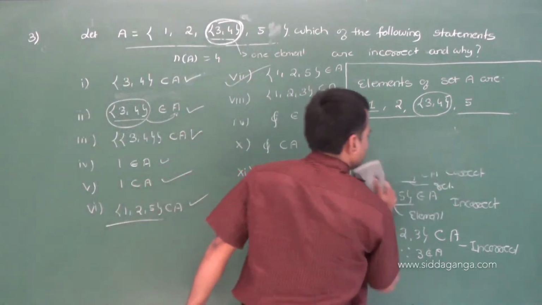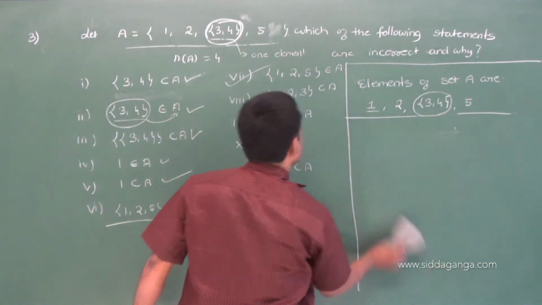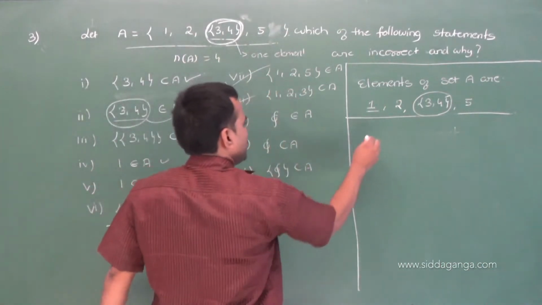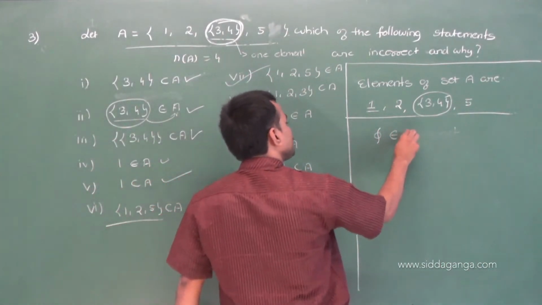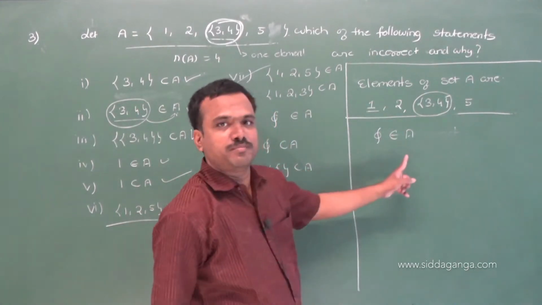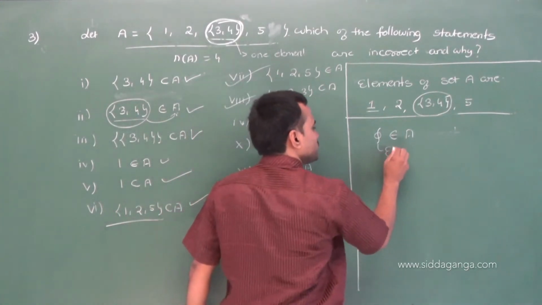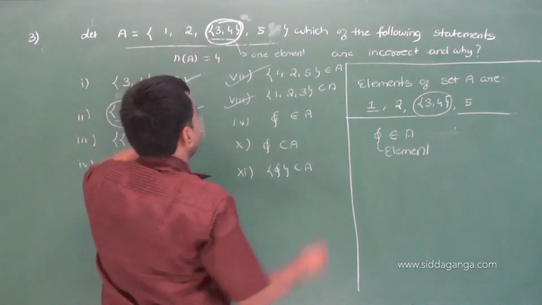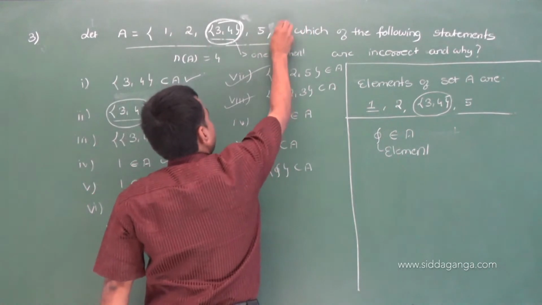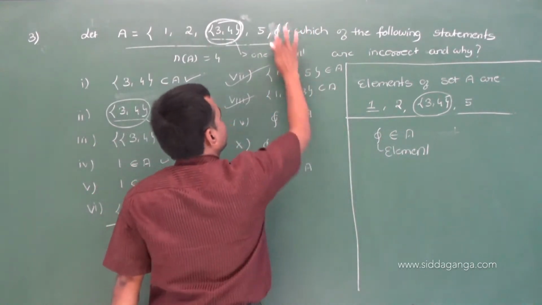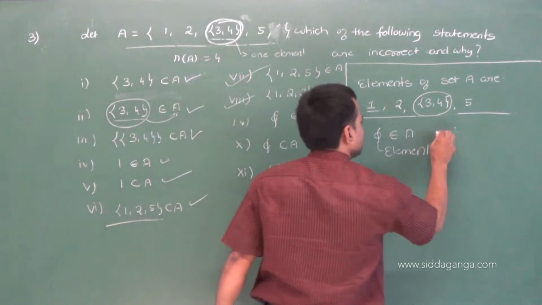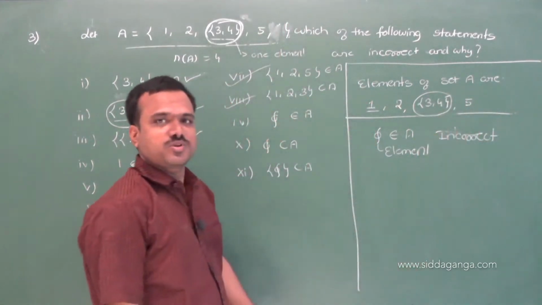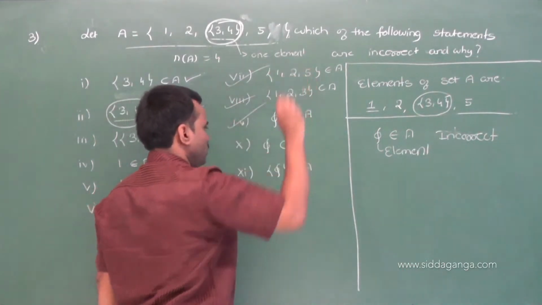Next. This one is also over. Empty belongs to A. If I write belongs, it is an element. Here empty is there. If I write empty here, then only it is correct. Empty is not there. That's why it is incorrect. That's why it is what? Incorrect. This one is over.